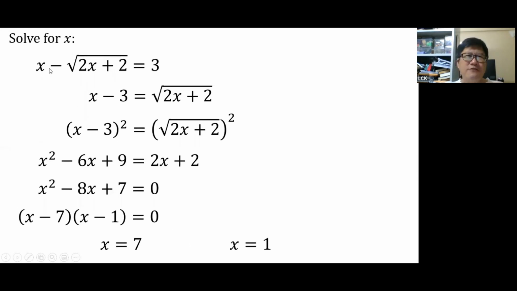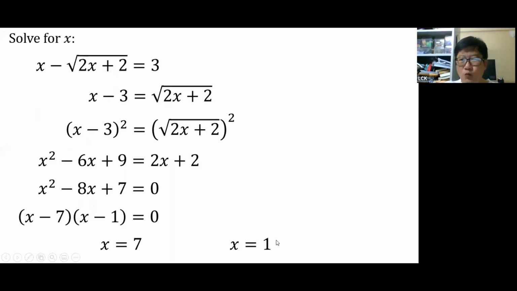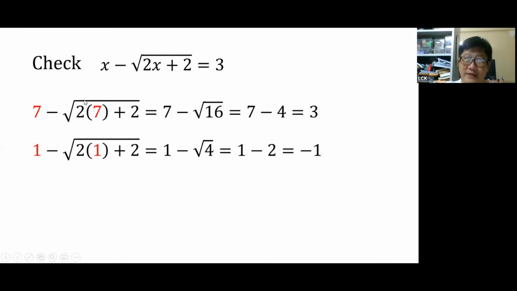Now again, for a solve for x kind of question, you really have to check these two out. You have to verify it. So the check. One check for 7 and one check for 1. So the 7 one here, I'm just replacing the x here with 7. I put it in red so that you can see very clearly.